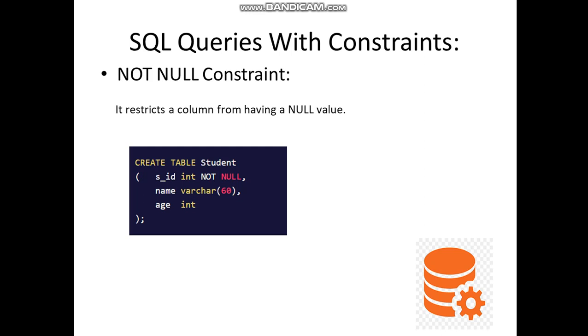So how are we going to create that? While creating the table, you have to specify it. Create table student, my table name is student, and I'm writing SID int not null. That means the student ID should not be null. Name varchar, age int. While inserting the data, if you insert any null value there, it will generate the error that your student ID should not be null. That is the not null constraint. Clear?